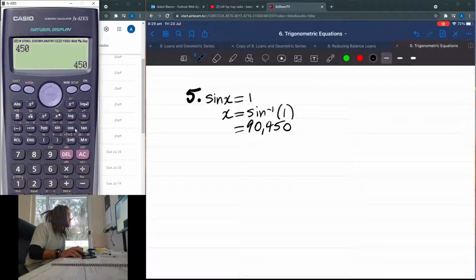450 equals. What is wrong with me? Sine 450. Oh my god, press sine. Sine 1.